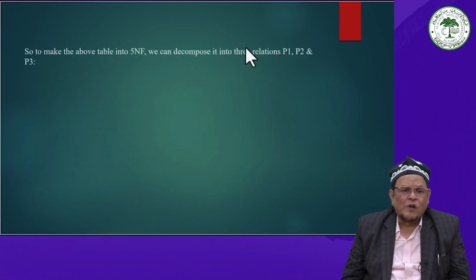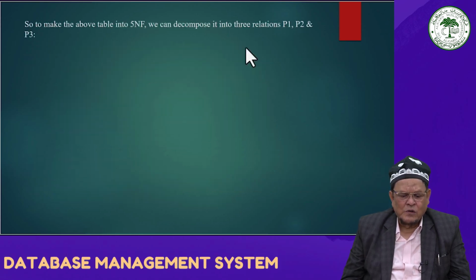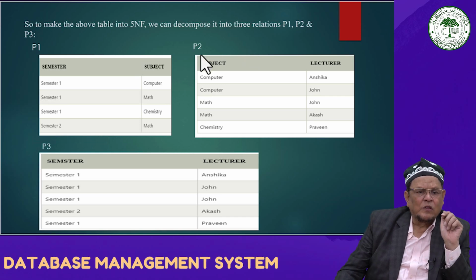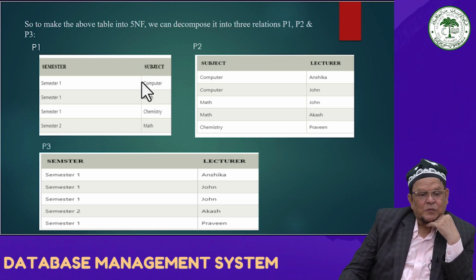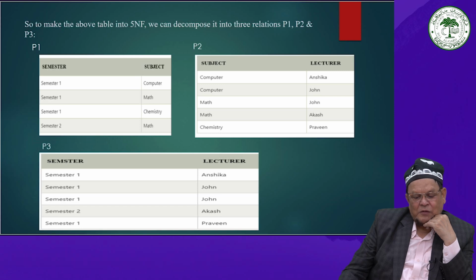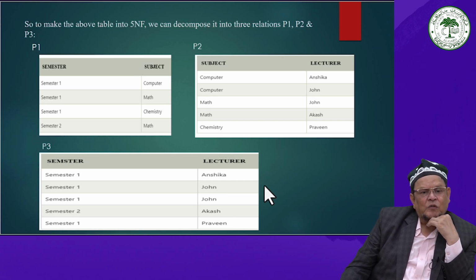So what you do is decompose the relation into three relations, P1, P2, P3. In P1 you can see semester and subject: semester 1 with computer, math, chemistry and math. In relation 2, you have computer, math, chemistry and then lecturer. And P3 has the semester and the lecturer. In this way we are able to convert it into 5NF.